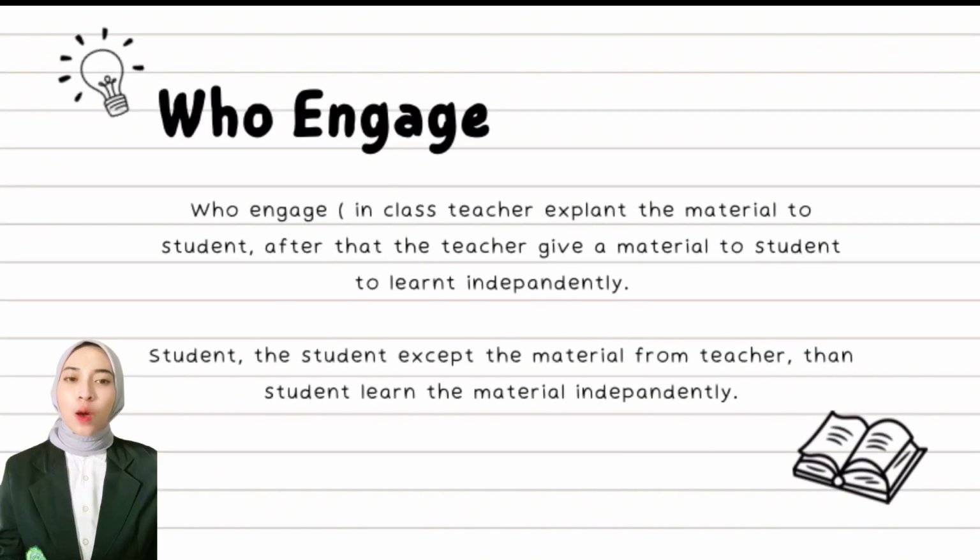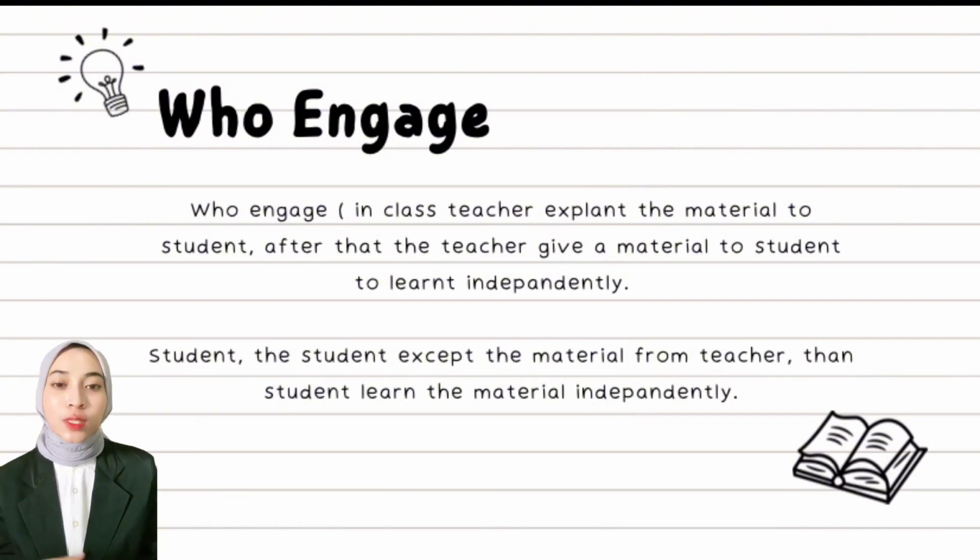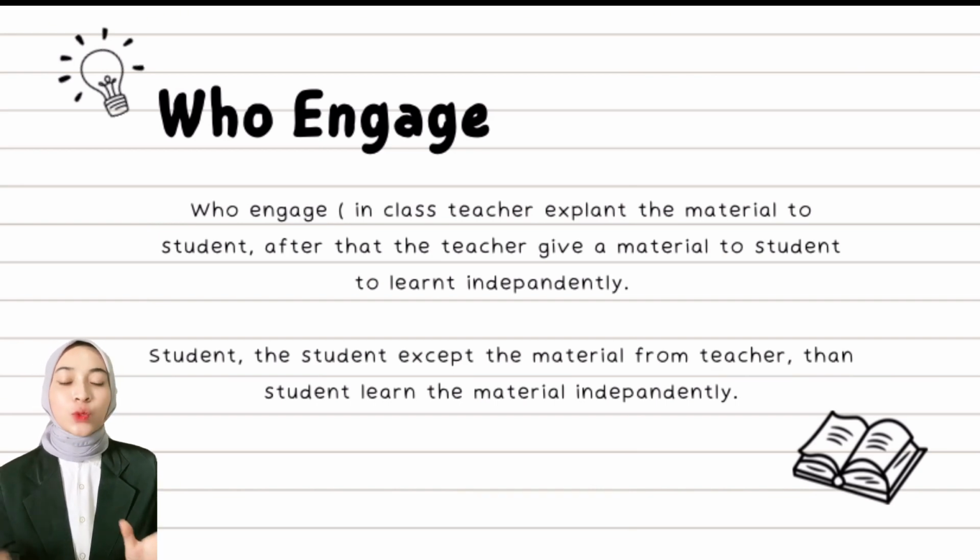Okay, the next is who engages in flipped classroom. So in the classroom there are teacher and students. In class, the teacher explains the material to students. After that, the teacher gives material to students to learn independently. And the students accept the material from the teacher. The students learn the material independently.